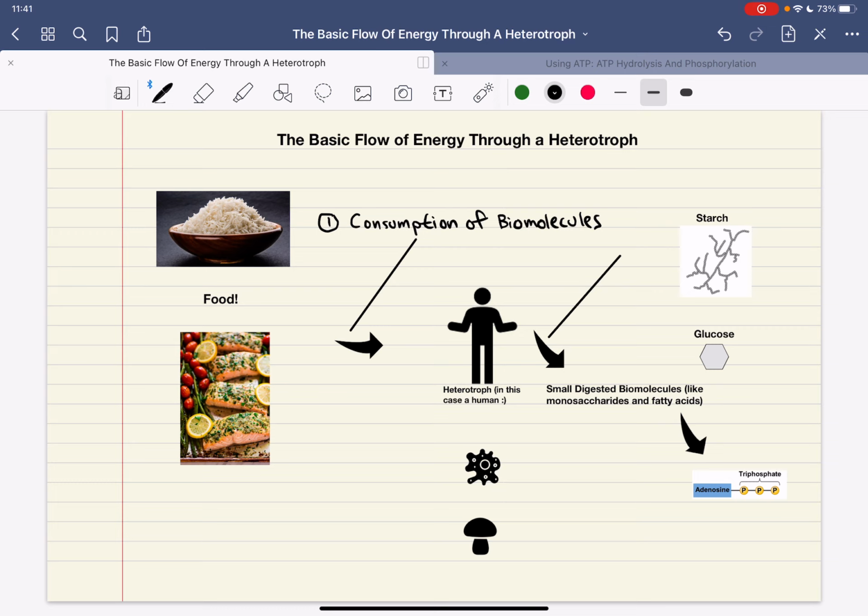So an example of that would be the digestion of a large polysaccharide like starch, for instance, into individual molecules of glucose. But first, let's write down what this process entails. It is the enzymatic digestion of large biomolecules, like for instance starch.